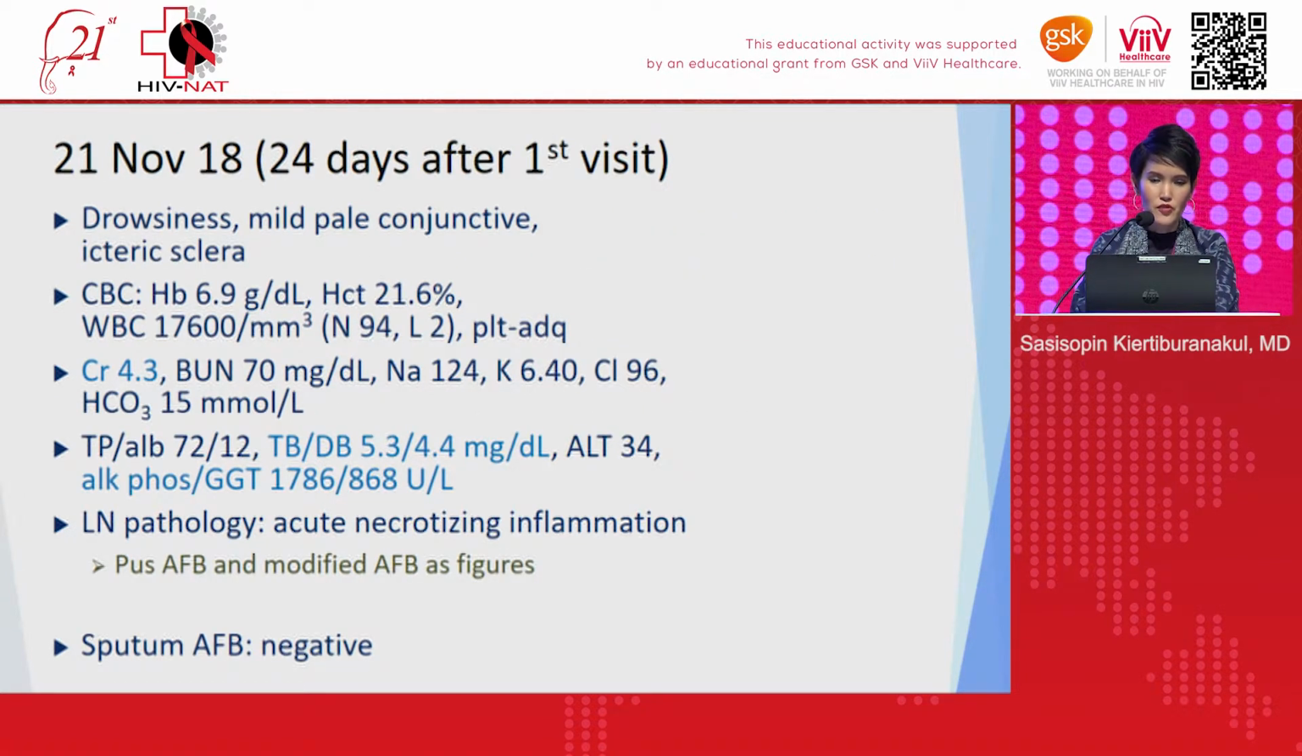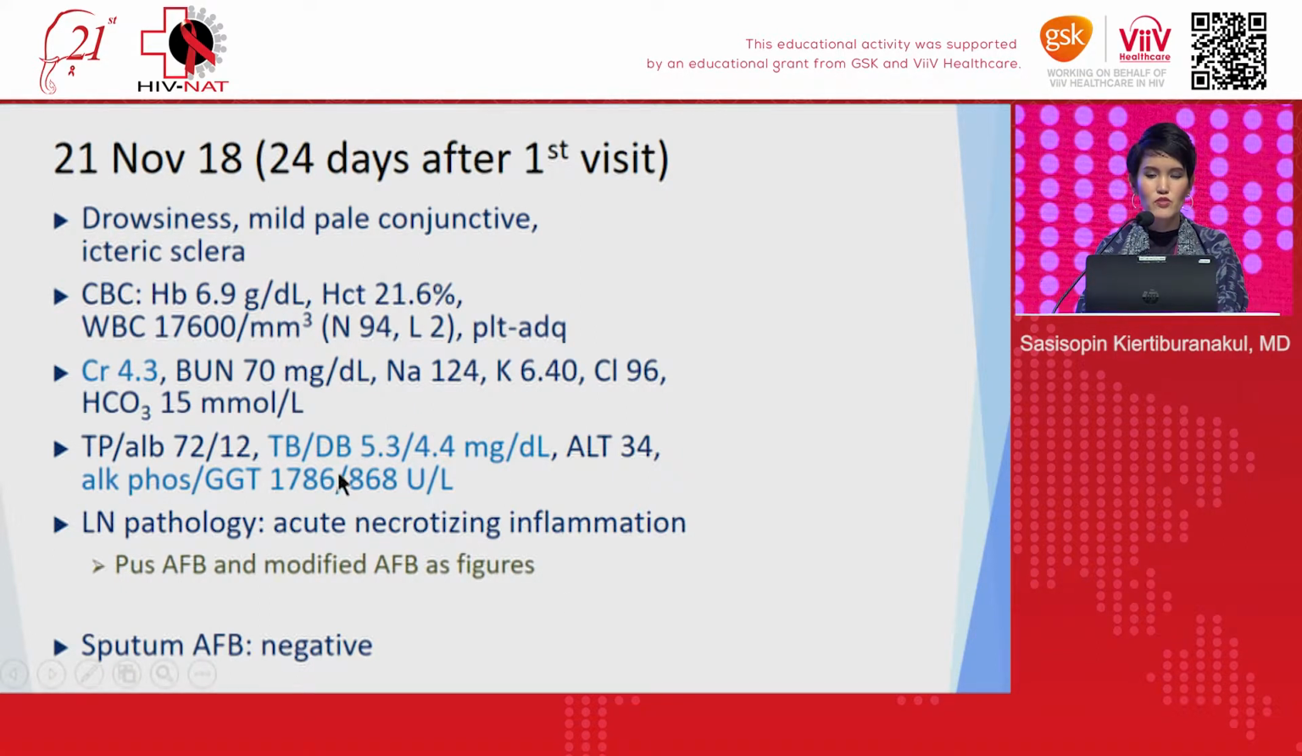On the 21st of November, which is almost 1 month after the first visit at my hospital, the clinical progress: he came to the hospital with drowsiness, myopia, conjunctival pallor, and icteric sclera. You can see the hemoglobin decreased from 9.5 to 6.9, and the creatinine went up to 4.3 because of multiple doses of NSAIDs to relieve the symptoms of abdominal pain.